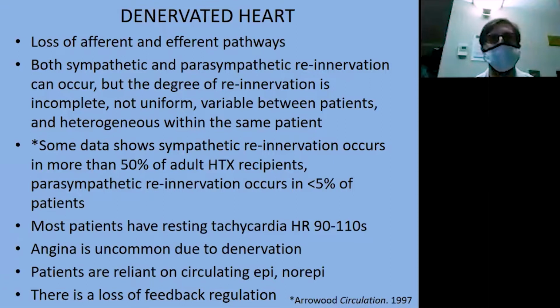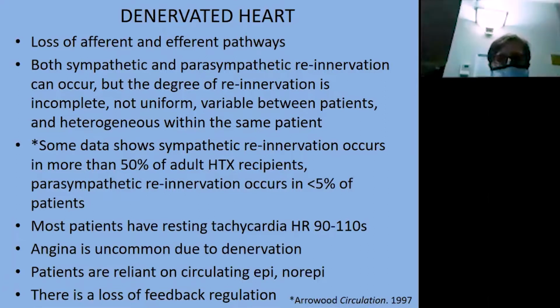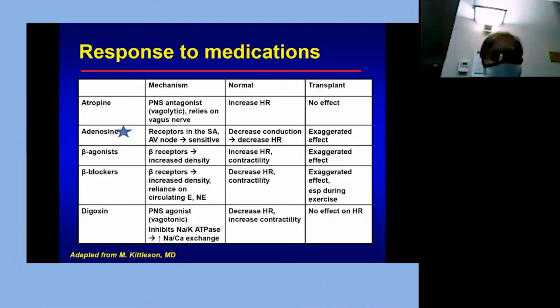So most patients will have a resting tachycardia in the 90s or 110s. That's what we want. If their resting heart rate is below 80, especially if they're within their first year of transplant, that is a concern to us. And if that's persistent, we'll have a very low threshold to put in the pacemaker, if they're on terbutaline, et cetera. Angina is uncommon due to the denervated heart, and patients are more reliant on circulating levels of epinephrine and norepinephrine, and there's a loss of feedback regulation.